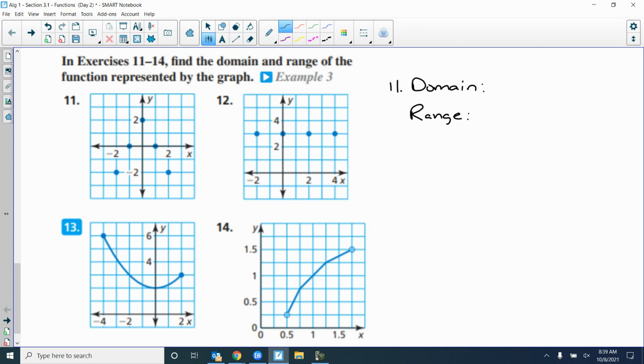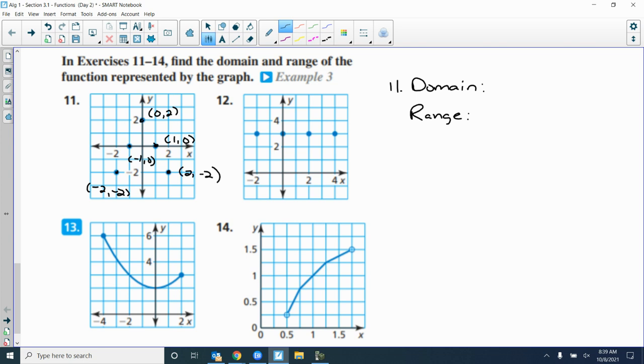And here's what I'm going to do for this one here. For 11, I'm going to put the point here. This is -2, -2. This point right there. And this point is -1, 0. And this point is 0, 2. And this point is 1, 0. And this point is 2, -2.